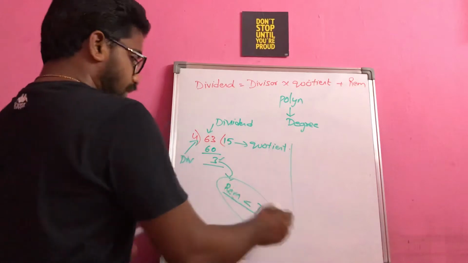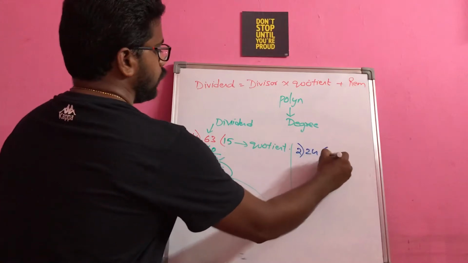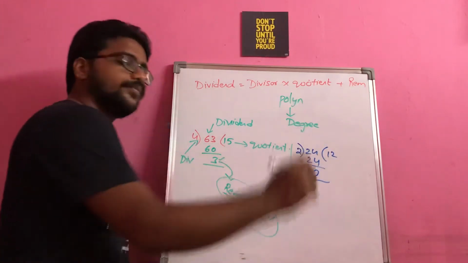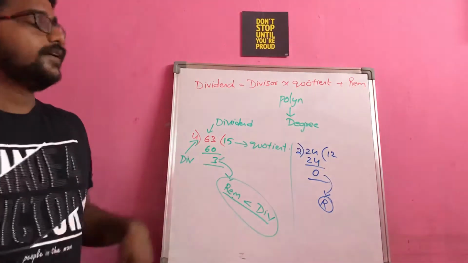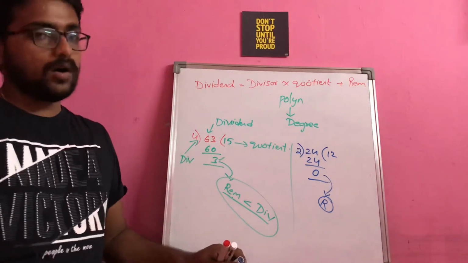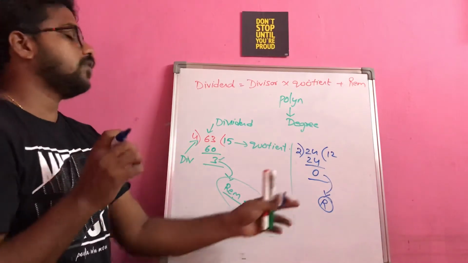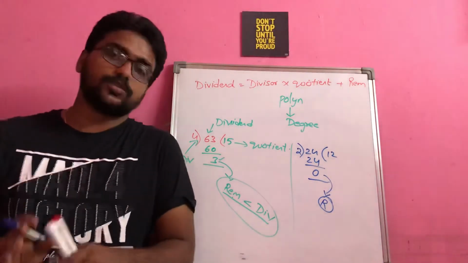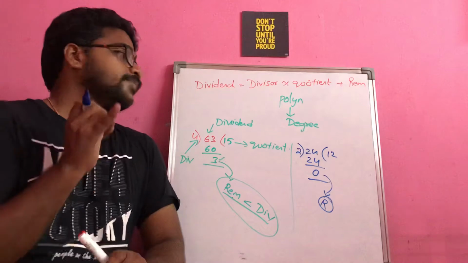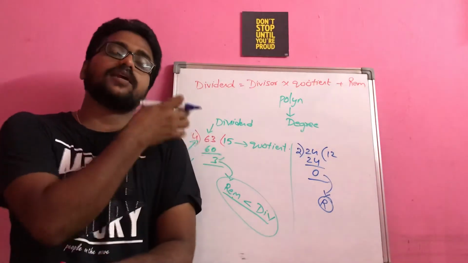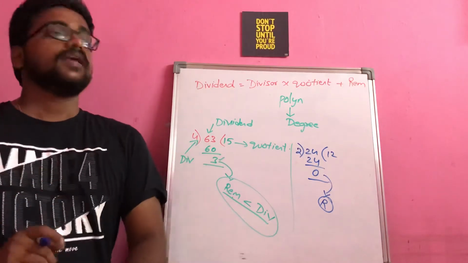I will give another simple example. Say 24 divided by 2. We know that 2 twelves are 24, so you will get a remainder of 0. Whenever you get remainder 0, we say that 2 is a factor of 24, or 24 is exactly divisible by 2. In a similar way, the same concept is applicable with respect to polynomials also. Whenever you get remainder 0, you can straight away say that the divisor is a factor of the dividend, or the dividend is exactly divisible by the divisor, right?